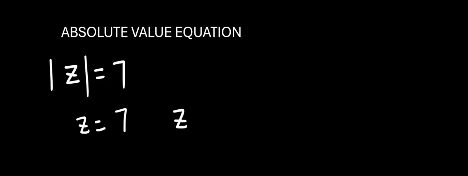How about there's a number z, and after going through absolute value, it is 7. What is this number? So think about it. From this number to 0, that is 7 steps. So it could be +7 or -7. Very good.